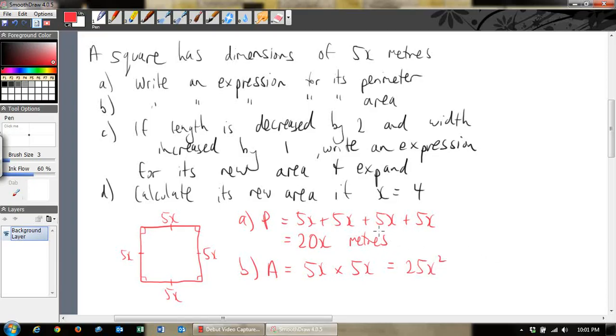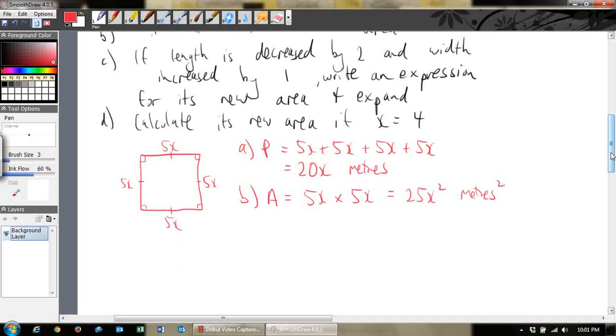And again, write your units down. We're in meters here, and it's area, so it's going to be meters squared. Must write down meters squared. That's your area. Fantastic. I'll just scroll down a little bit, get a bit more space.